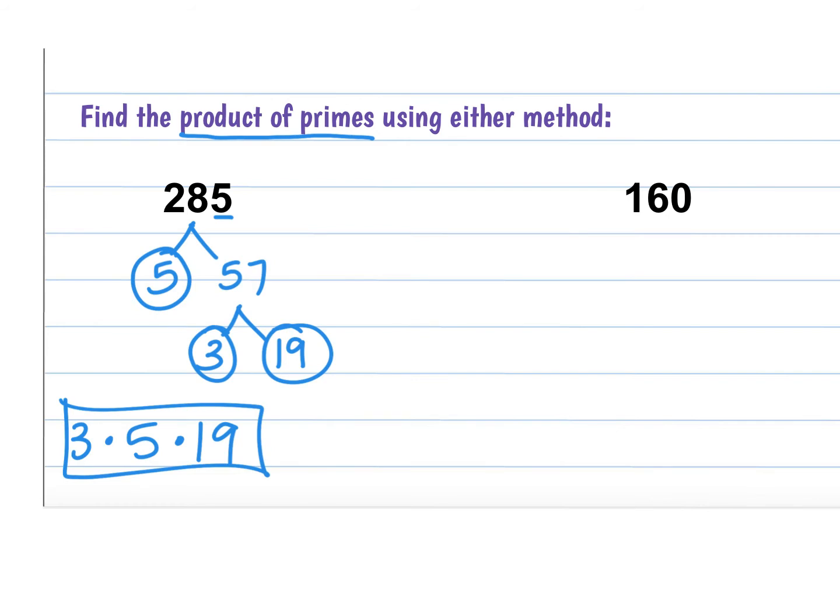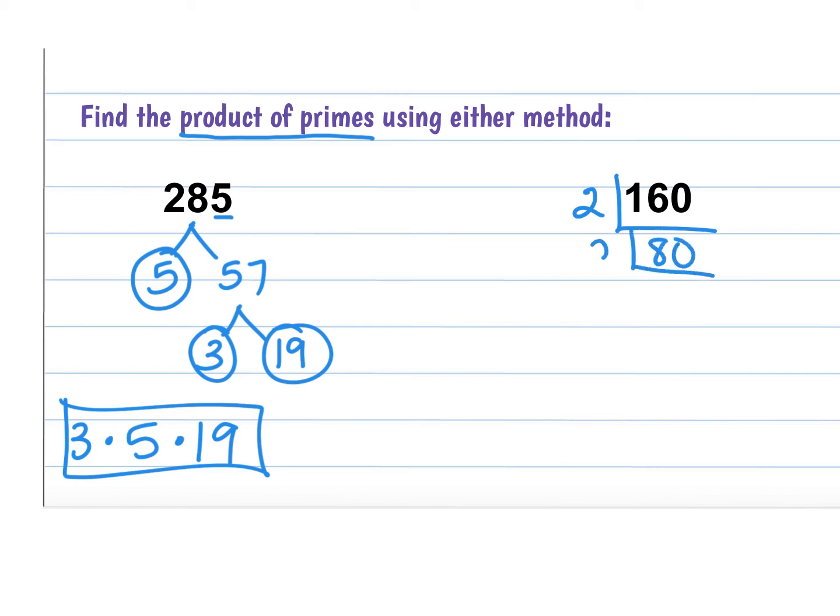For 160, see if you're going to pause and give that one a try. So again, you get to decide what method you are going to do. Just to give you some variety, I'm going to do division by primes. Ends in a 0, so I know it's divisible by 2. I know 16 divided by 2 is 8, so I know this is 80.